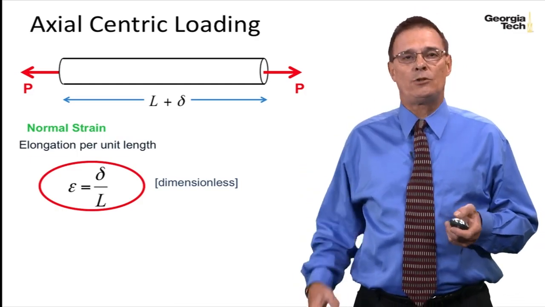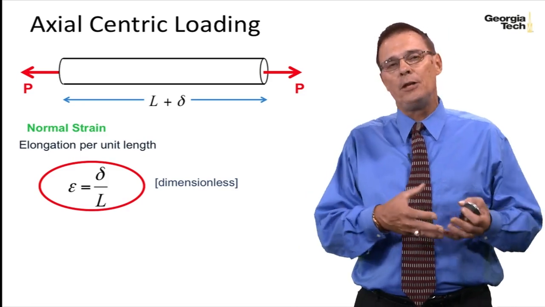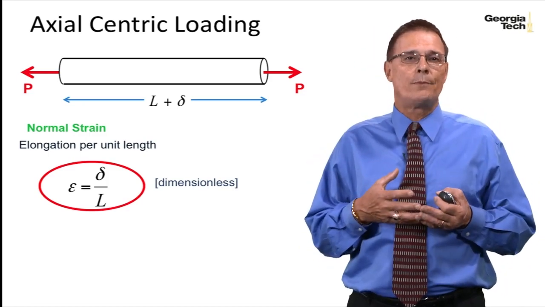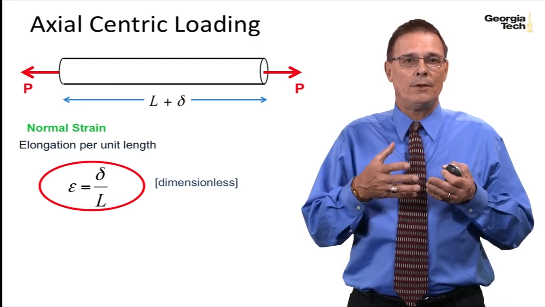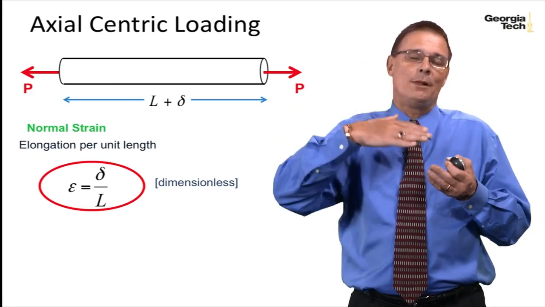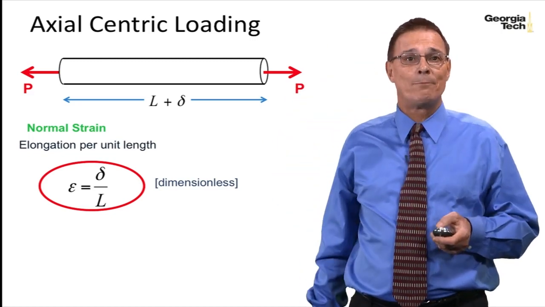And it's dimensionless. We often talk about it as being millimeters per millimeter, or maybe inches per inch in the English unit system. But it's actually dimensionless because the millimeters per millimeter cancels out.